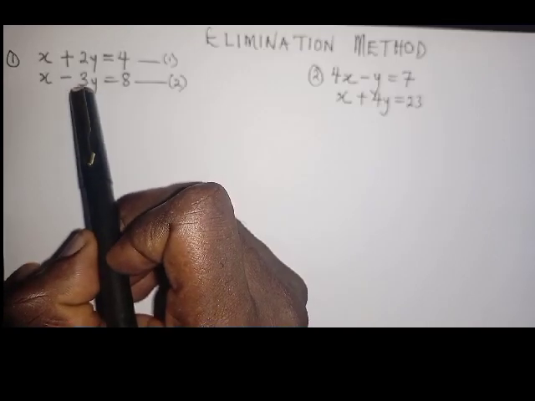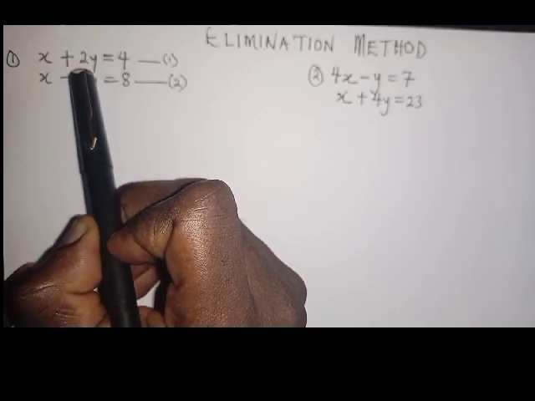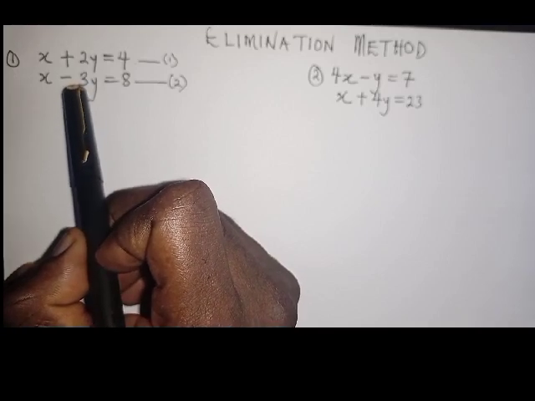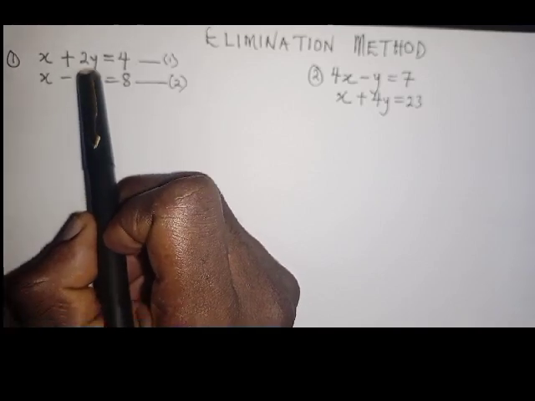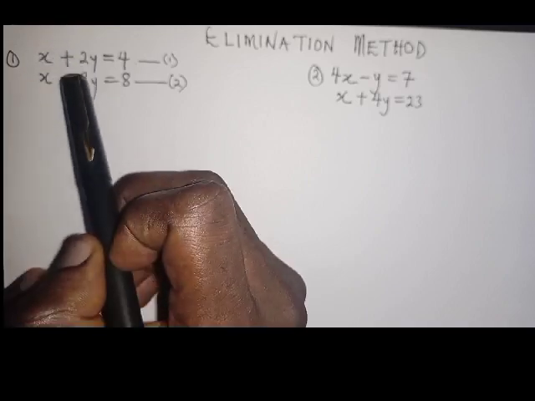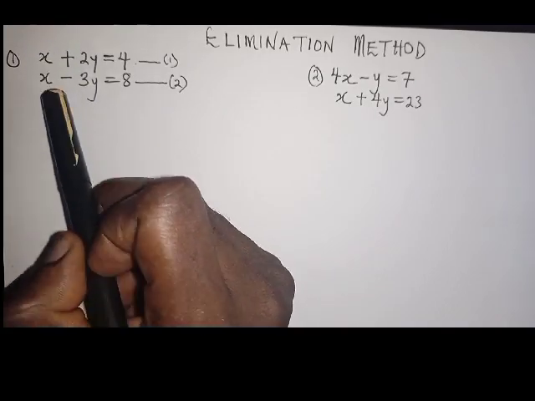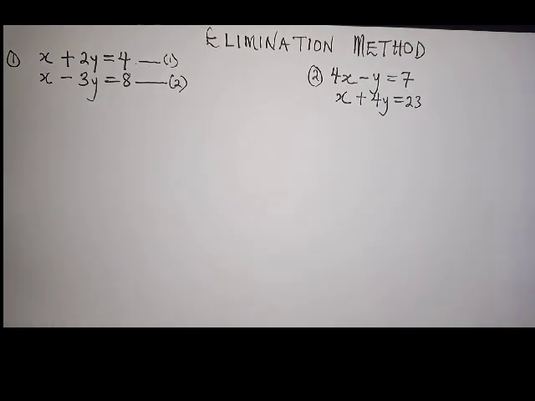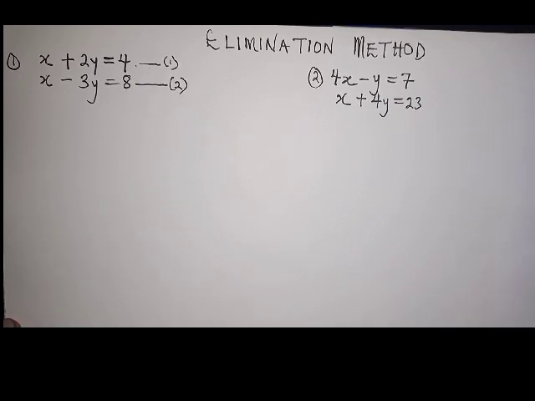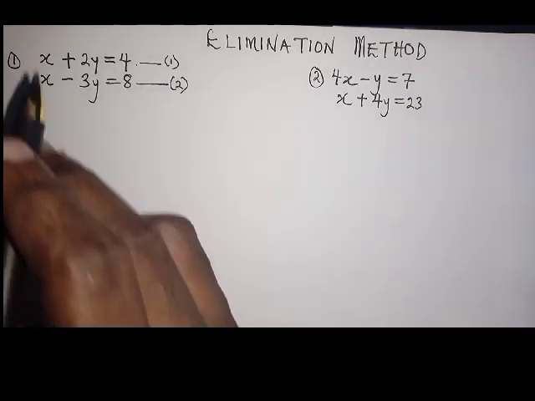What about the y? The coefficient of y is 2 here, plus 2 actually, while the coefficient of y here is minus 3. So it simply means that I cannot eliminate this. But all I need to do is just to eliminate one term. So since the x coefficient is the same, the next thing I'll try to do is to look out for what I need to do using addition or subtraction. What exactly do I need to do to take off the x variable?